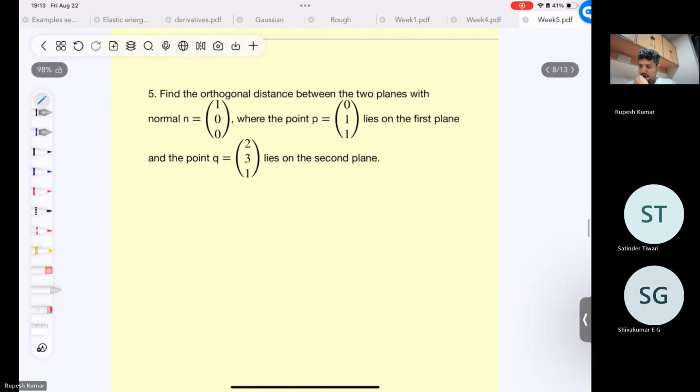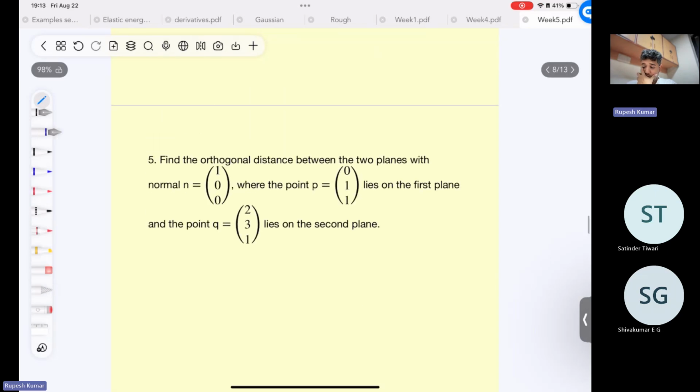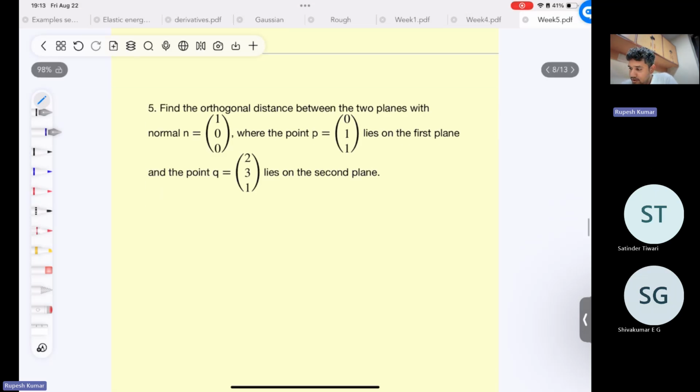Fine. So let's move on to the next question. Find the orthogonal distance between the two planes with normal 1, 0, 0, where the points P and Q lie on the first as well as the second plane, right? So let's see if an orthogonal distance essentially exists between these planes or not. That will be the first question that we have.